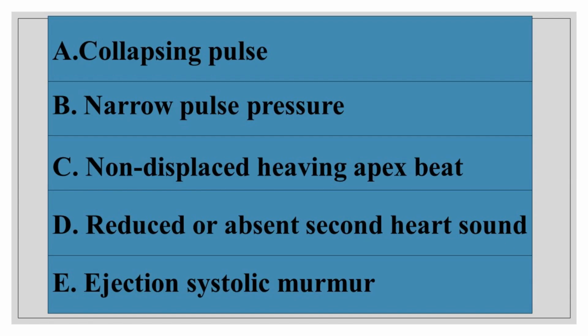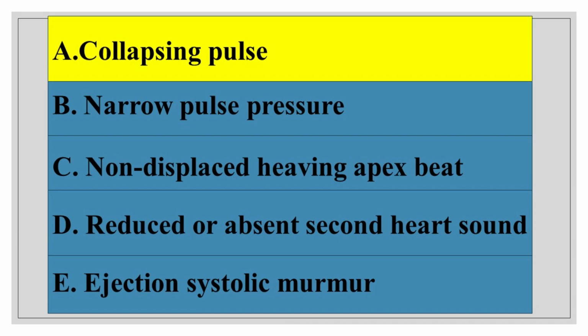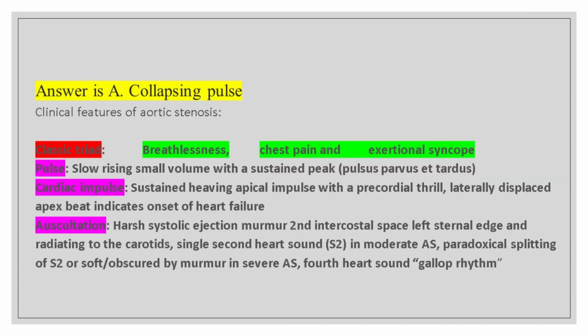Options are A. Collapsing pulse, B. Narrow pulse pressure, C. Non-displaced heaving apex beat, D. Reduced or absent second heart sound, E. Ejection systolic murmur. Answer is A. Collapsing pulse. Clinical features of aortic stenosis: classic triad, breathlessness, chest pain and exertional syncope.